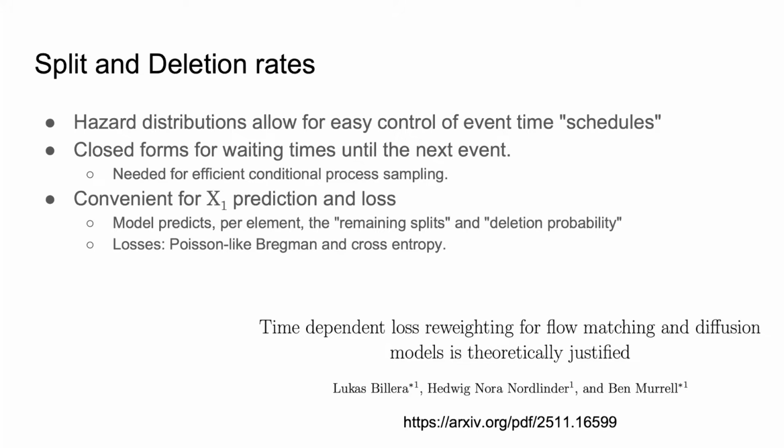And in our experience, these X1 predicting models always train faster and are more stable than trying to predict an outgoing rate. It also gives you really nice losses. You get a Poisson-like Bregman over the expected number of splits ahead of you and just a cross entropy on the deleted or not probability. And Lucas has a really nice little bag of tricks for how to more conveniently set up these kinds of things via X1 prediction. So a small plug for his theory manuscript over there.